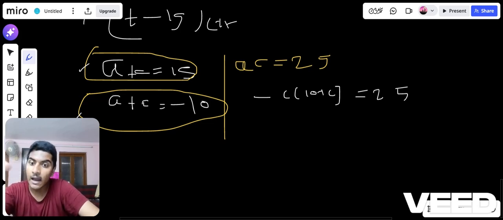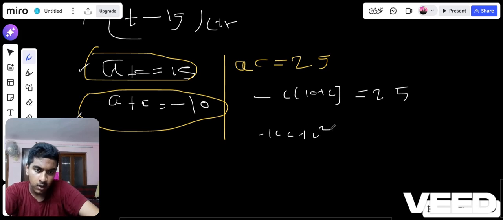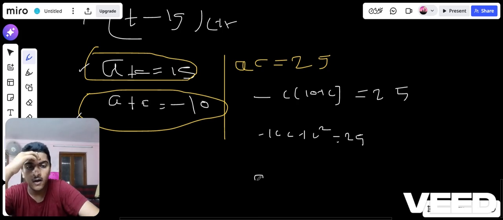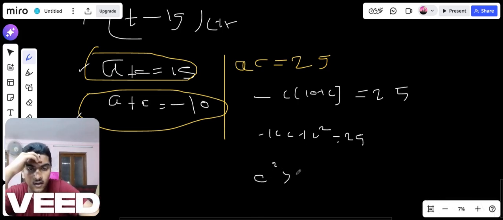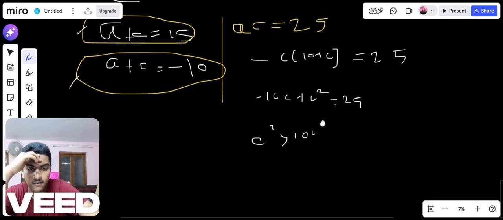Let me, I'm just thinking now. I have also not solved this problem for a much longer time, so I'm just thinking what else to do, right? So AC is equal to 25 and 10 plus C. So if I just open, then minus 10C minus C square equal to 25. Okay, so minus 10C minus C square equal to 25. That means C square should be, of course, greater than 10C. And that means, what? We have this to know.